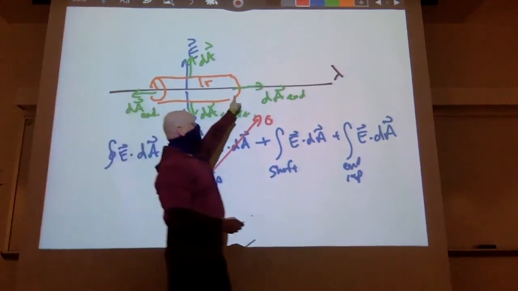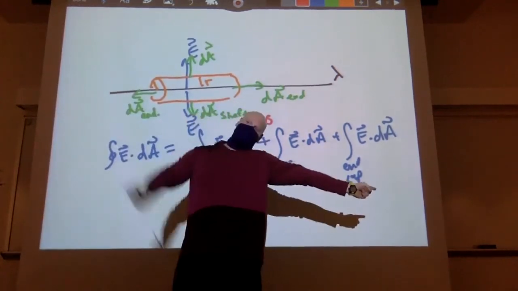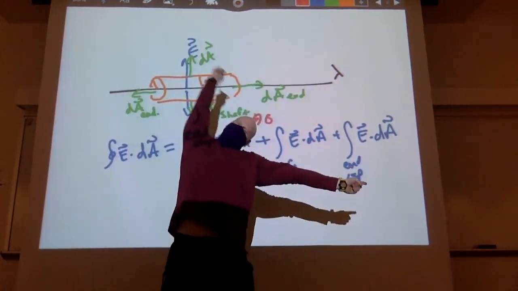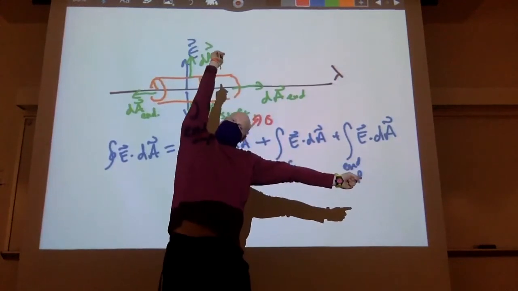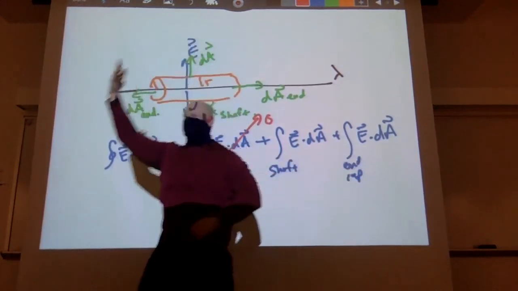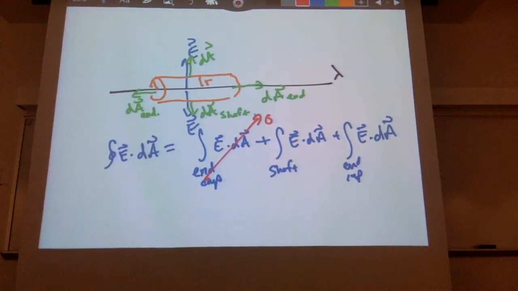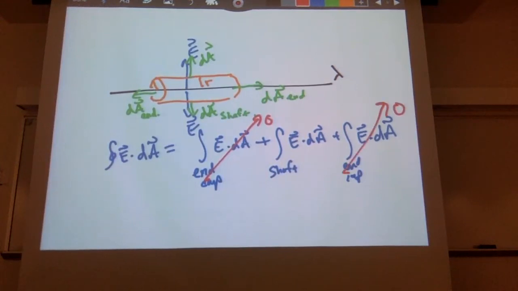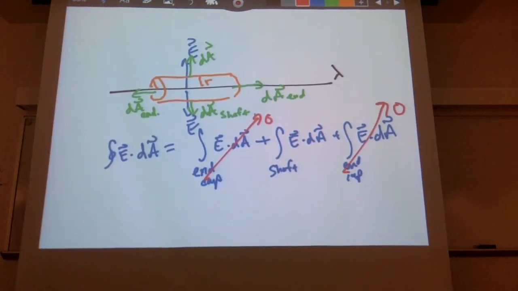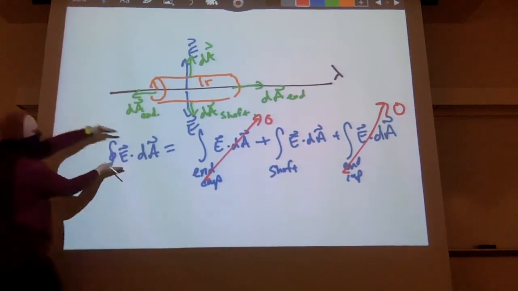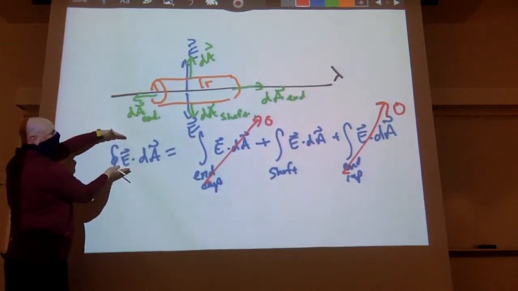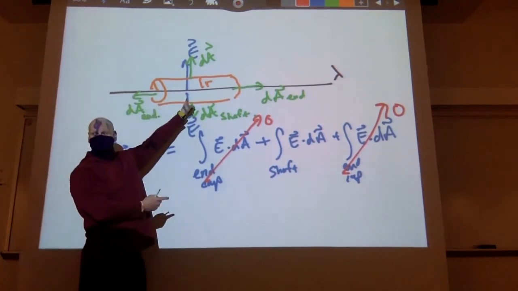What about this end cap? Well, in this end cap, dA points this way. The electric field is doing this, which means, again, I have 90 degrees, which means cosine of 90 is still equal to 0, unless they went and changed math on me, which would be weird. So that gives me no contribution, which means for this entire integral, I only get contribution from the shaft portion. That's it.